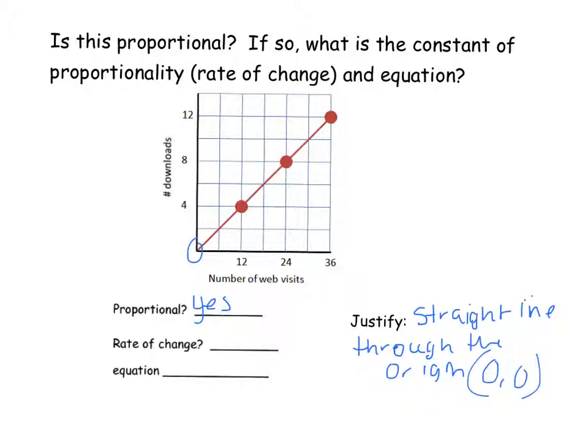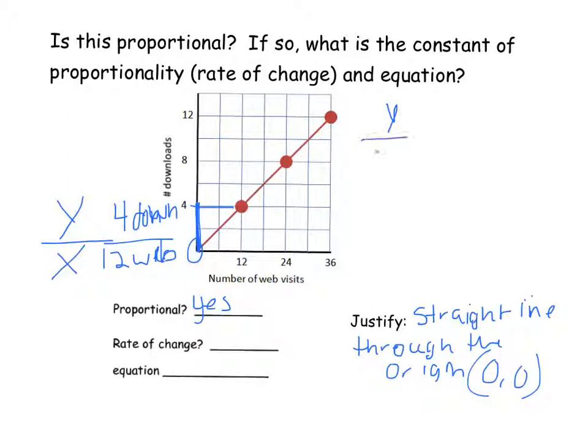So rate of change, now be careful here. The rate of change is the y change over the x change. So if I start here, I had to go up 4, so there's 4 downloads for every 12 websites. The most common mistake is saying that this is 3, that the rate of change is 3. But remember, the y goes on the top. It's the y change over the x change.